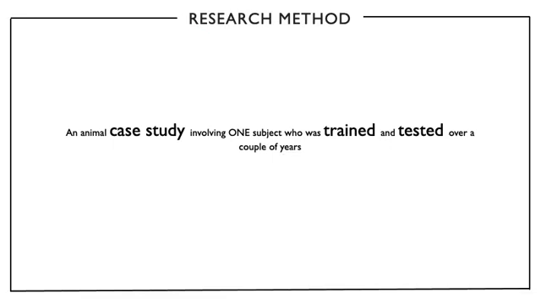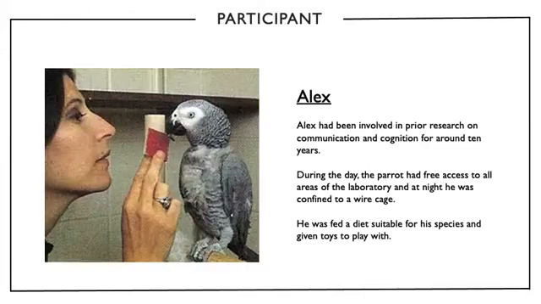Okay, so the research method is an animal case study involving one subject. So this is the same as Salvador and Silverman, except for the fact that this time it's an animal who was trained and tested over a couple of years. Okay, and his name is Alex.